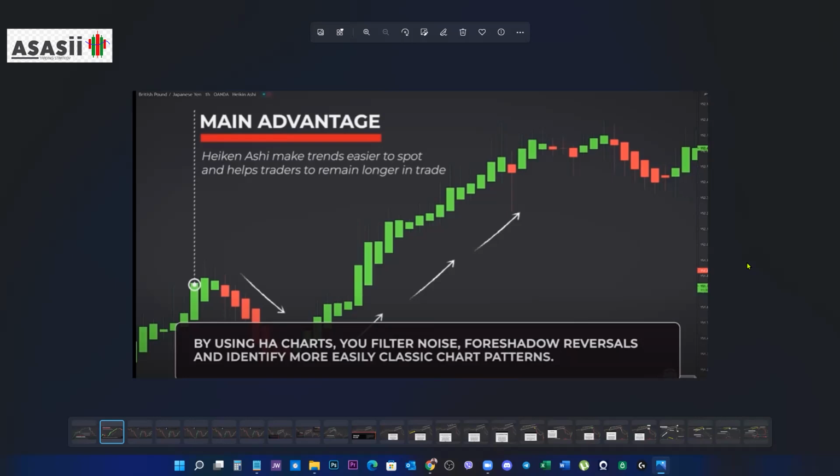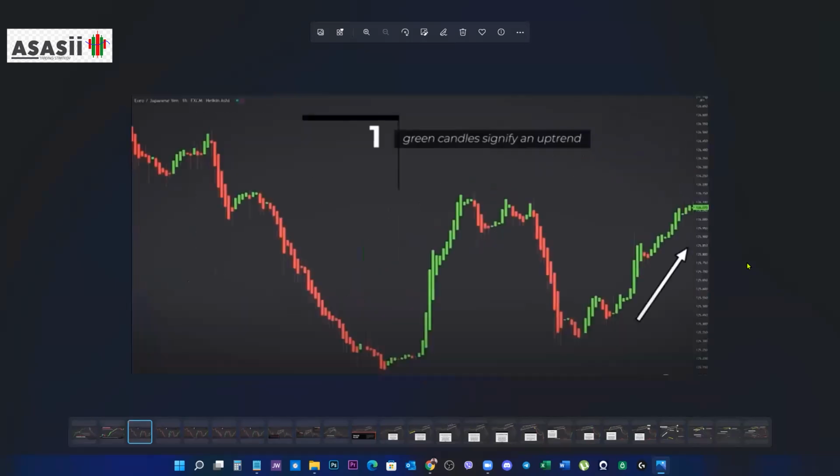Then we will move to our trading strategy with the Heiken Ashi and HH or EMA strategy, plus the pattern of rising wedge or falling wedge. So first of all, once you see green candles, it signifies an uptrend. So let's go now to our chart.